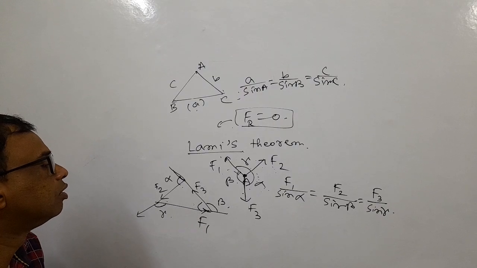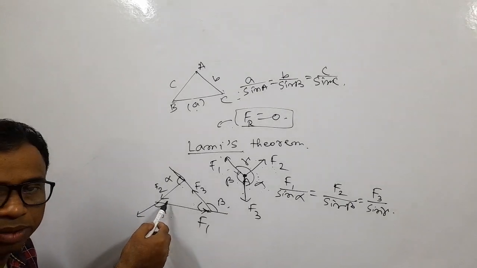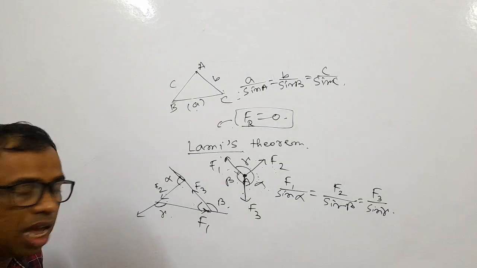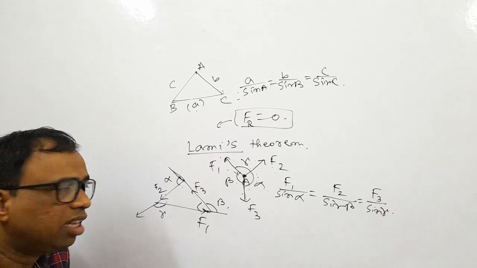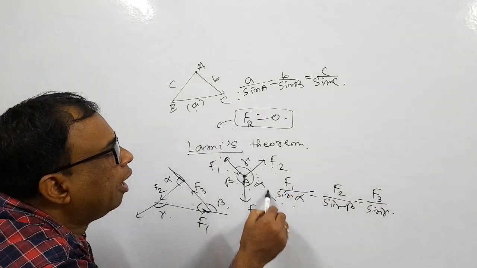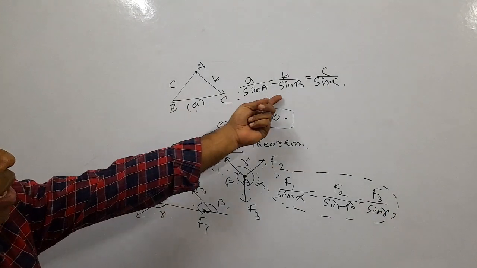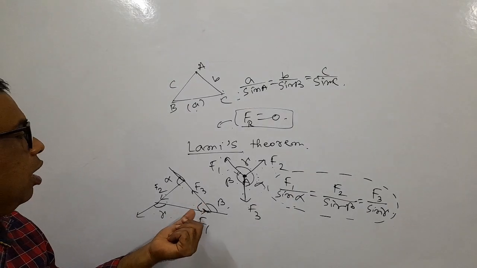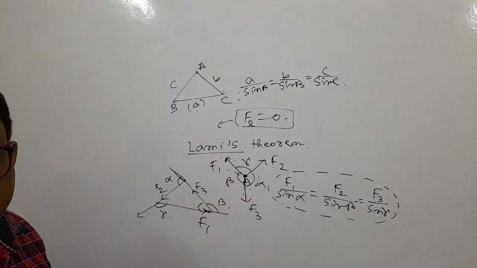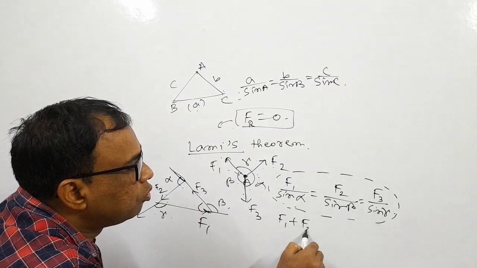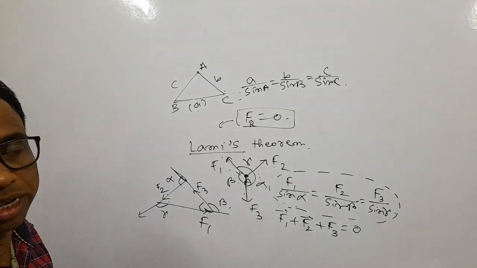So you can represent this by any triangle. And that is F1 by sine of 180 minus alpha, F2 by sine of 180 minus beta, and F3 by sine of 180 minus gamma. Sine of 180 minus theta is nothing but sine theta. So this formula comes from the triangle rule, A by sine A, B by sine B, C by sine C, and the only condition is that the particle should be in equilibrium, because the total resultant force should be 0, that is F1 plus F2 plus F3 equals 0.